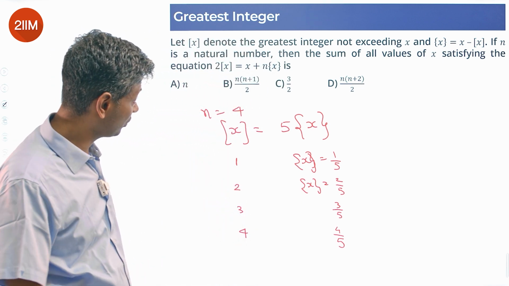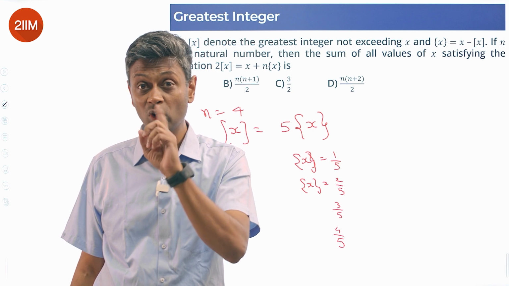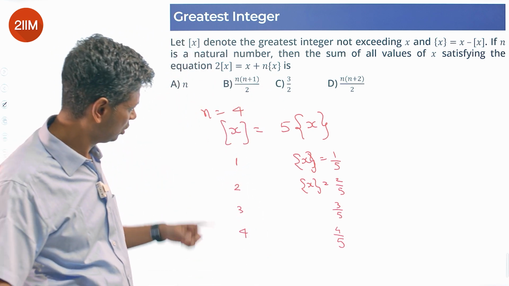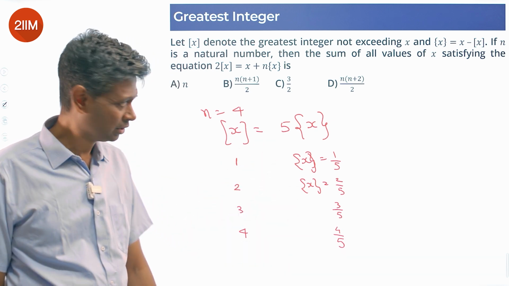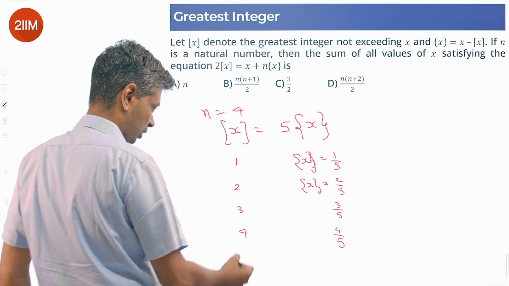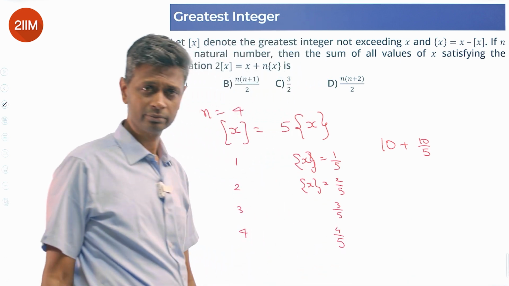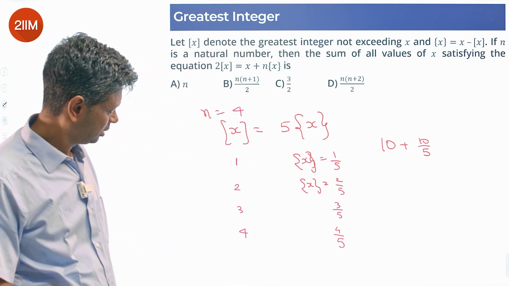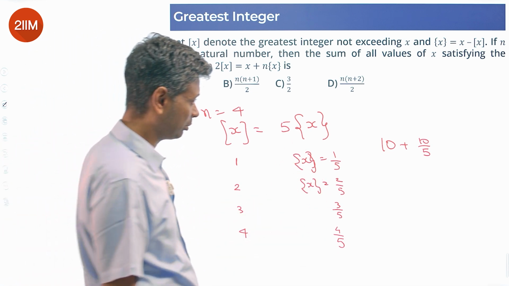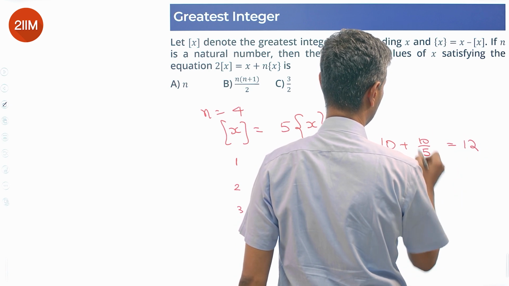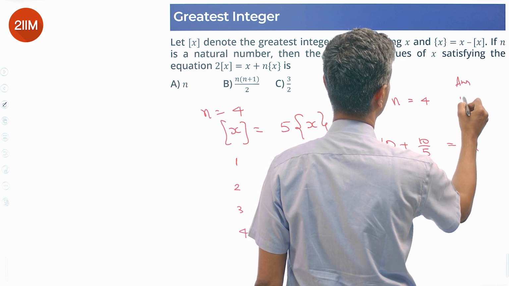Now we don't need to find how many values there are, or the different solutions. We want to find the sum of all such possible values of x. And so 1, 1 by 5, 2, 2 by 5, 3, 3 by 5, 4, 4 by 5. Add all of that up. So this is 1 plus 2 plus 3 plus 4, 10, plus 10 by 5. Nice, brilliant. Because it is 1 plus 2 plus 3 plus 4 by 5. 1 plus 2 plus 3 plus 4 is 10. 10 plus 10 by 5 is 12. When n is equal to 4, our answer is equal to 12.